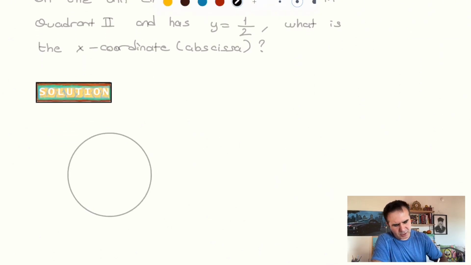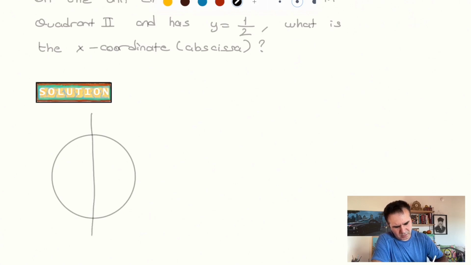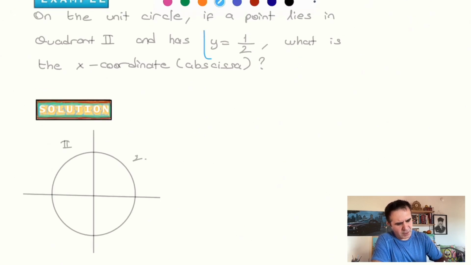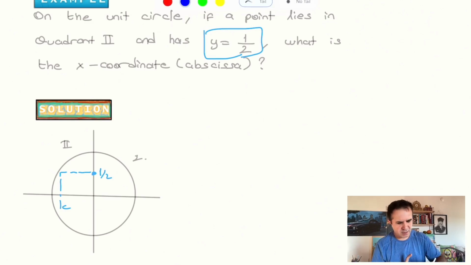Let's draw the unit circle again. This is our unit circle, and this is the first quadrant and this is the second quadrant. In the question, we are given y equals 1 over 2. This means, let's take here k, and we know that here k should be negative.